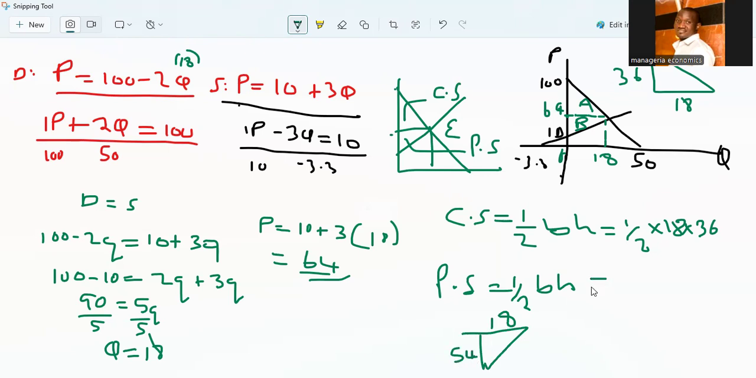So calculate for me the consumer surplus and the producer surplus given those dimensions. 18, then 54. Then the total surplus is when you add consumer surplus plus producer surplus. When you add them, you're going to get 810. Calculate for me. What are you getting?